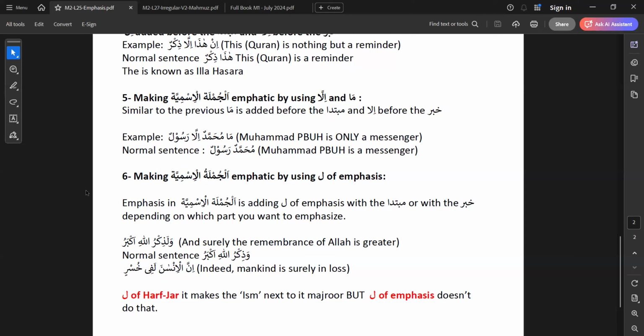Muhammad is a messenger. So by adding the ma and illa, we are adding emphasis, because negation, and as Dr. Muhammad has previously said, when you have two negations, it creates a positive. Two negatives make a positive. But the objective here by adding the ma and the illa is for emphasis. I think it's quite straightforward.